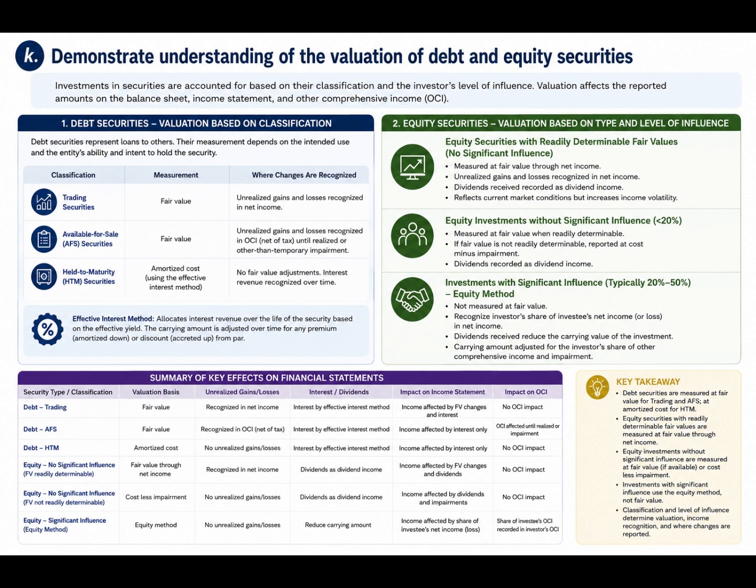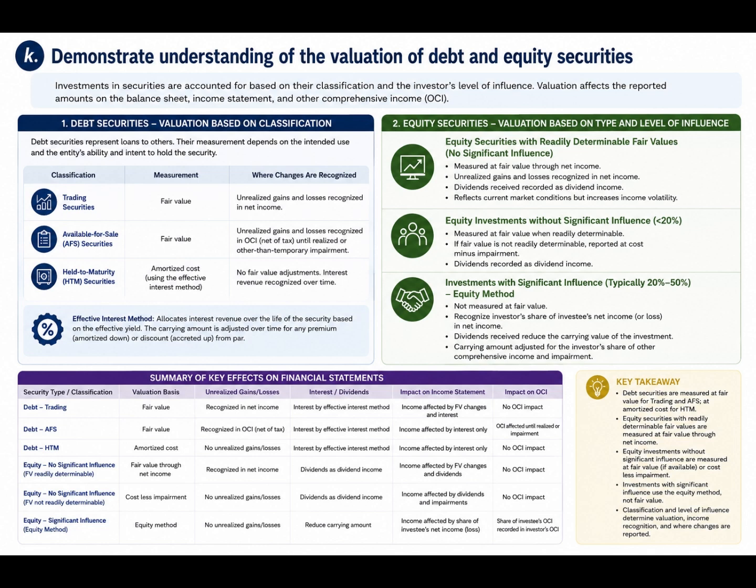K. Demonstrate understanding of the valuation of debt and equity securities. Debt securities are valued based on classification. Trading and AFS debt securities are measured at fair value, while HTM securities are carried at amortized cost. The effective interest method allocates interest revenue over time, adjusting the carrying value for discounts or premiums. Fair value adjustments for trading affect income. For AFS, they affect OCI.